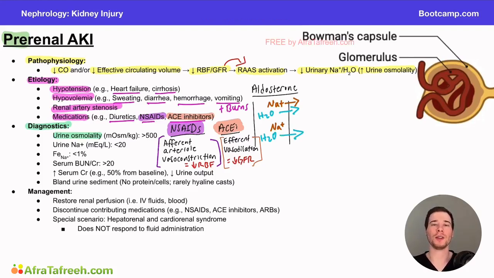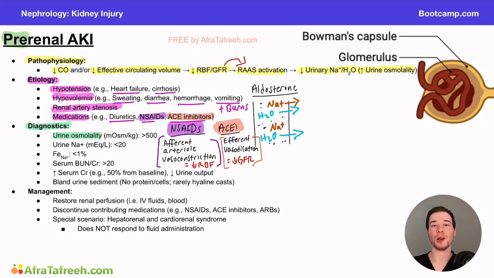There's tons of different electrolytes and molecules that are filtered in the kidney. Sodium is one of them, but if sodium comes back, the water is definitely going to follow. If we suck a bunch of water out of the tubules, there's still a lot of other molecules that will exist in there that creates a concentrated state. And so that is why we would see an elevated urine osmolality in a prerenal acute kidney injury.